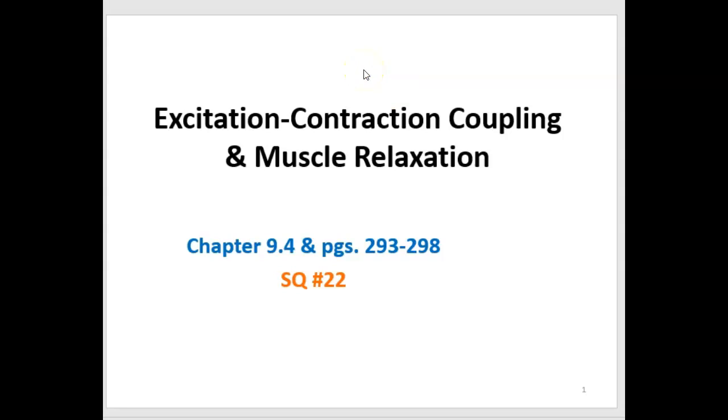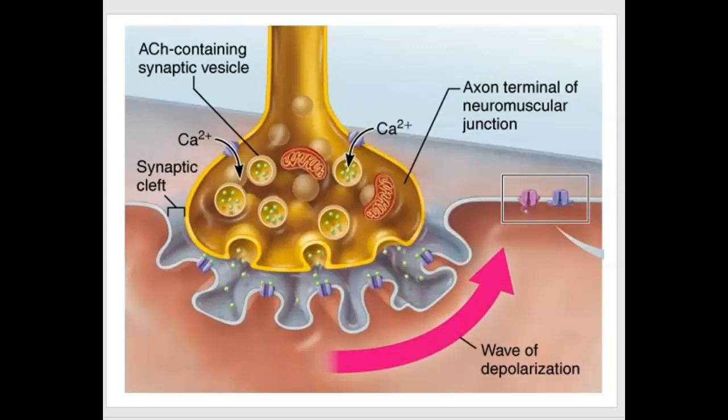And in this lecture, we're going to look at the coupling between excitation of a muscle cell and its contraction. And then we'll finally look at how a muscle relaxes, or what needs to happen for relaxation to occur. So let's start off with excitation.